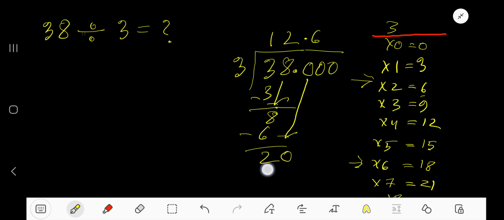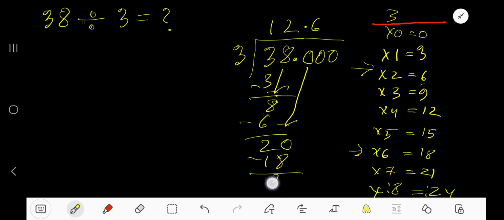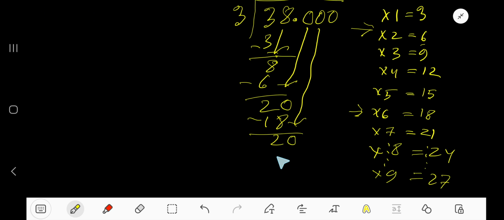So 6 times 3 is 18. Subtract, what are you getting? You are getting 2. Bring down this 0. 3 goes into 20 again 6 times, so 6 times 3, which is 18. Subtract, you are getting 2.